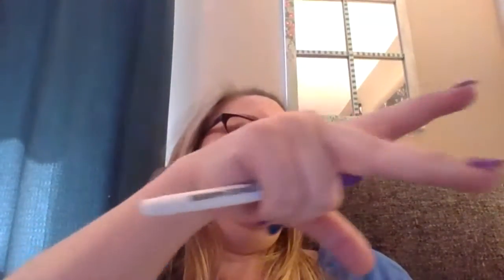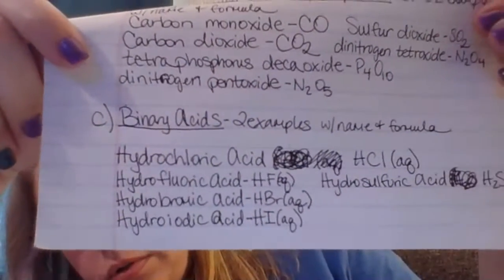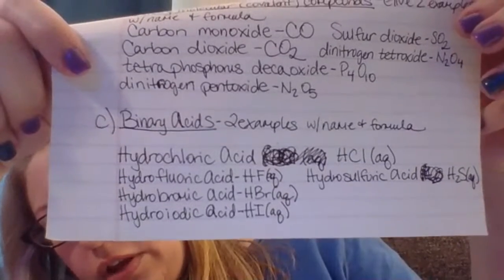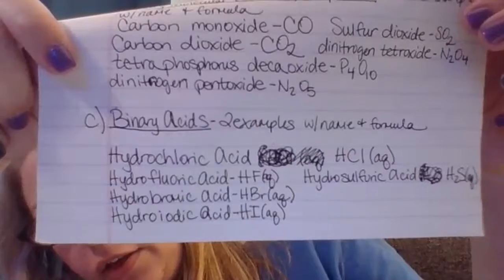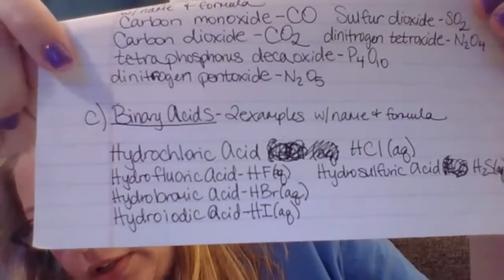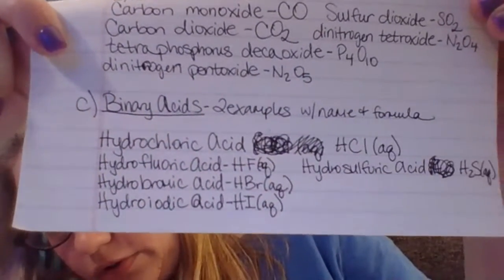And the next one is binary acids. So it is hydro plus the name of the nonmetal ending in IC, and then you have the acid. So I have several examples again because I like to have it for myself. And there's all the names plus the formulas. You'll see that I have AQ after every formula because in the book that's what it said you're supposed to do. So I followed directions.